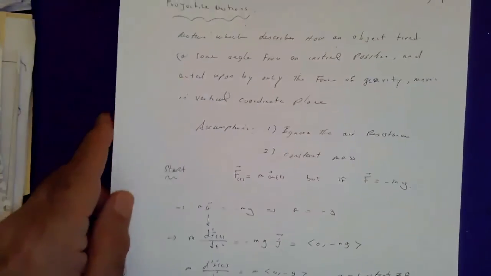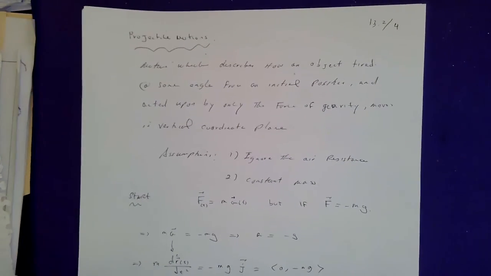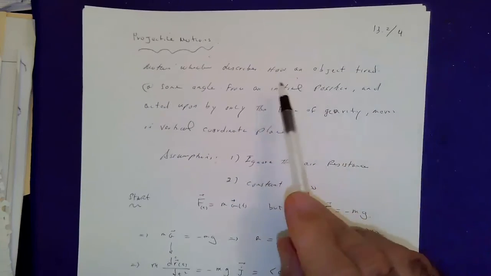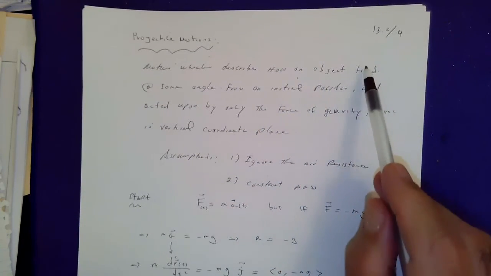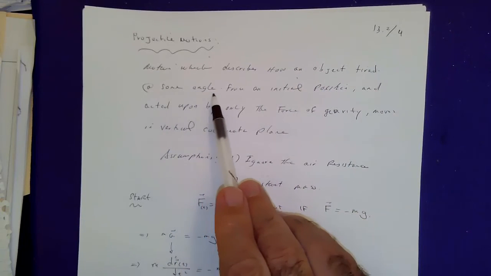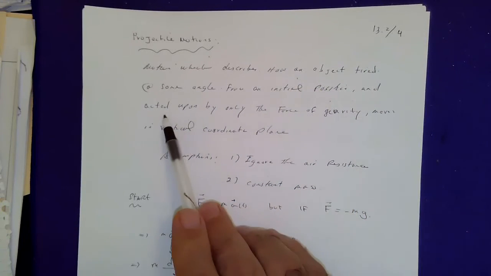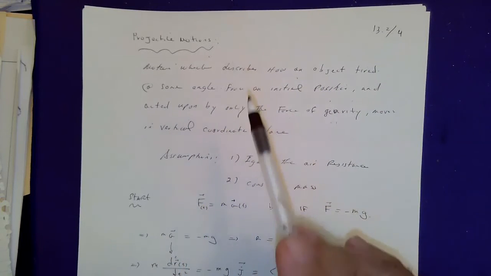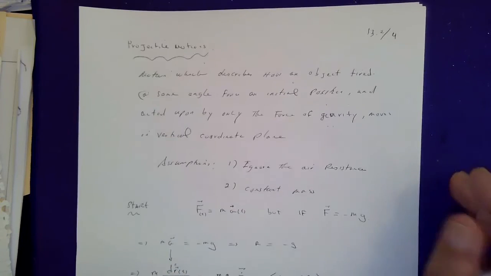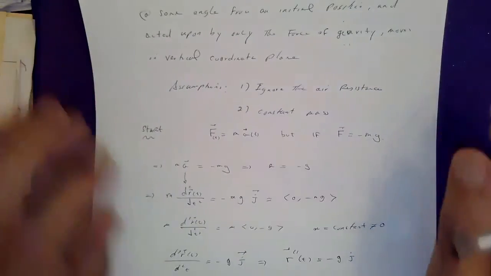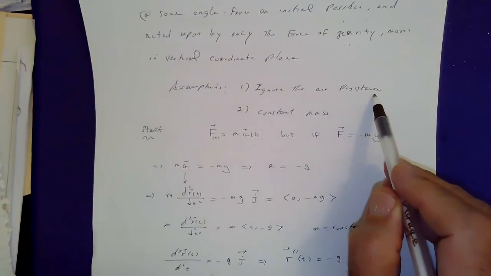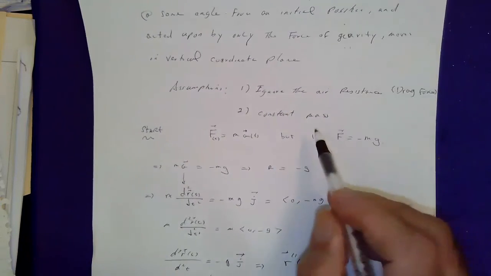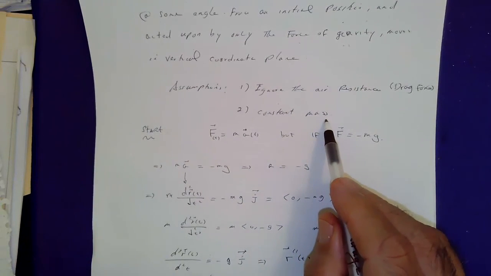Okay, finally, we have something called projectile motion. Projectile motion is a type of motion that describes how an object is fired at some angle from an initial position and acted upon only by gravity. It moves in a vertical coordinate plane, and there are two assumptions for these projectile problems, okay? One of them is we ignore the air resistance, also known as drag force, correct? The other one is we assume the mass is constant, okay?